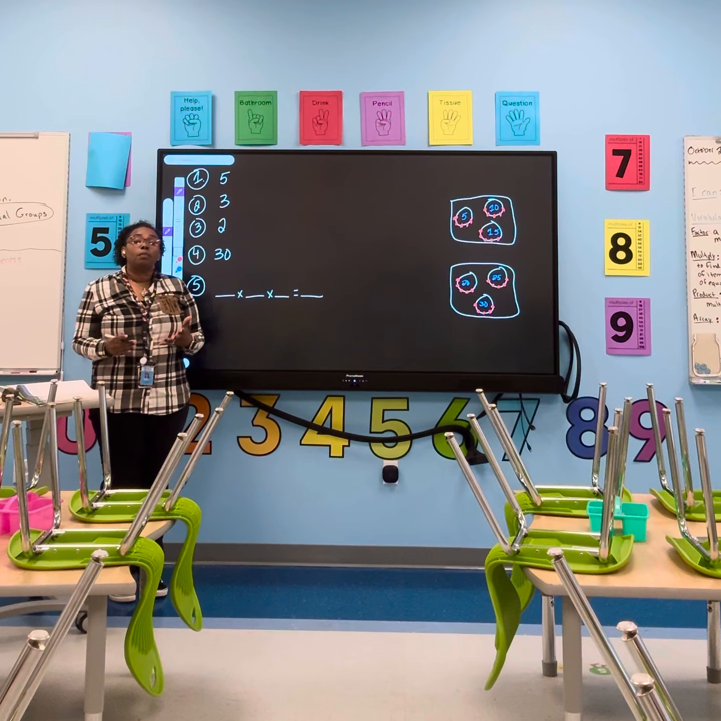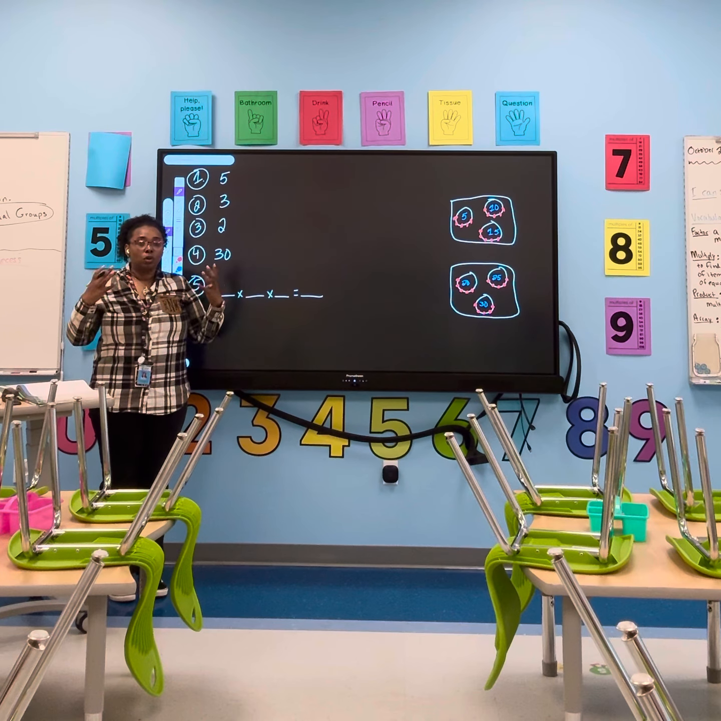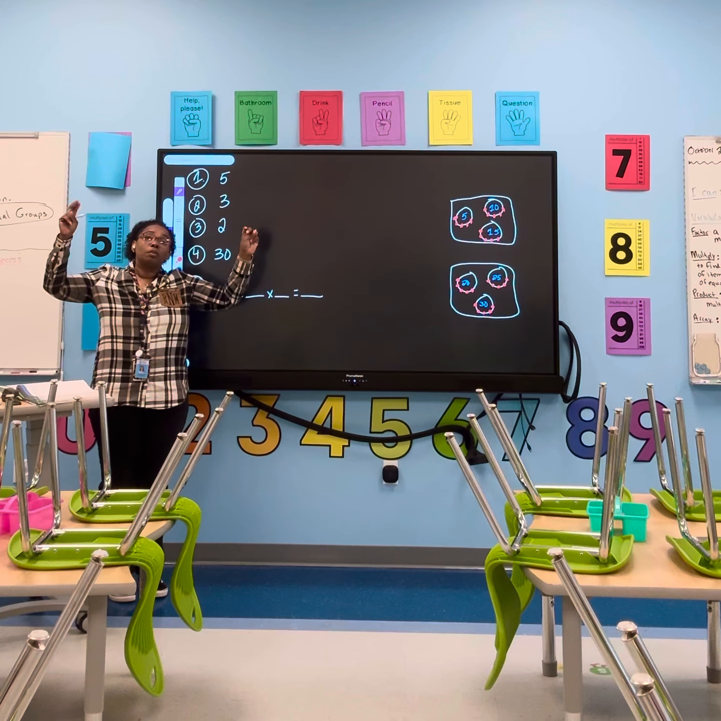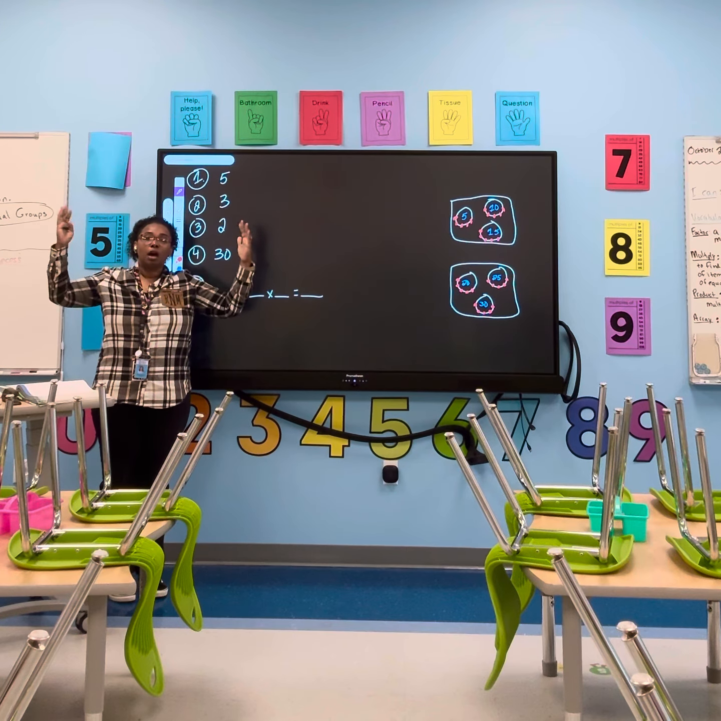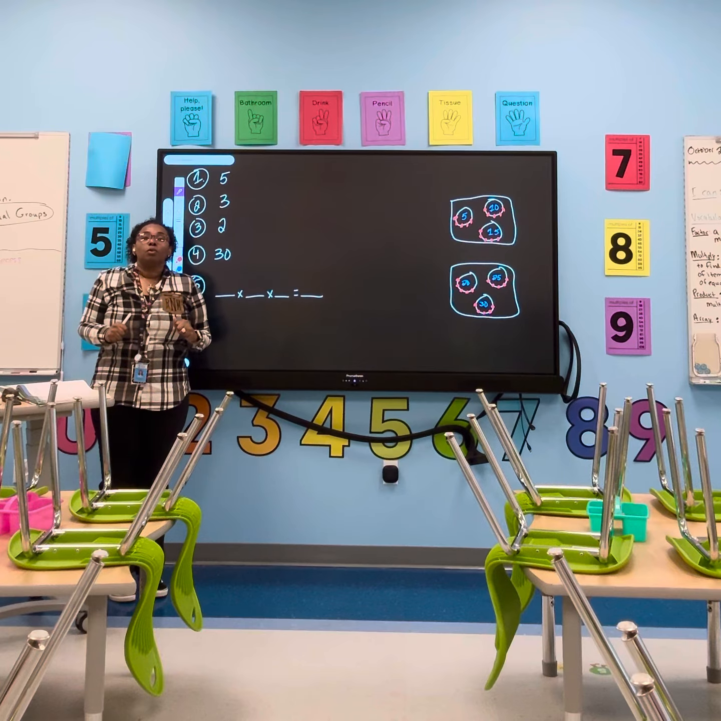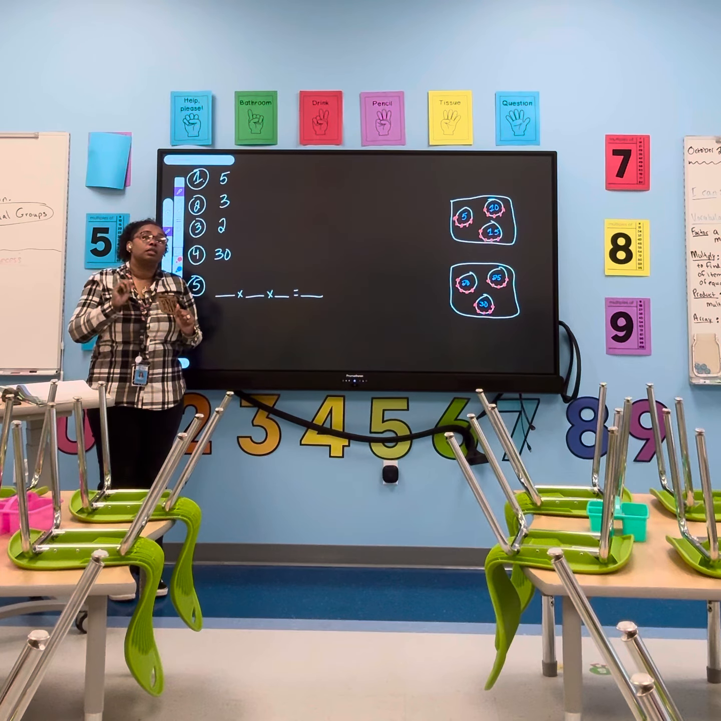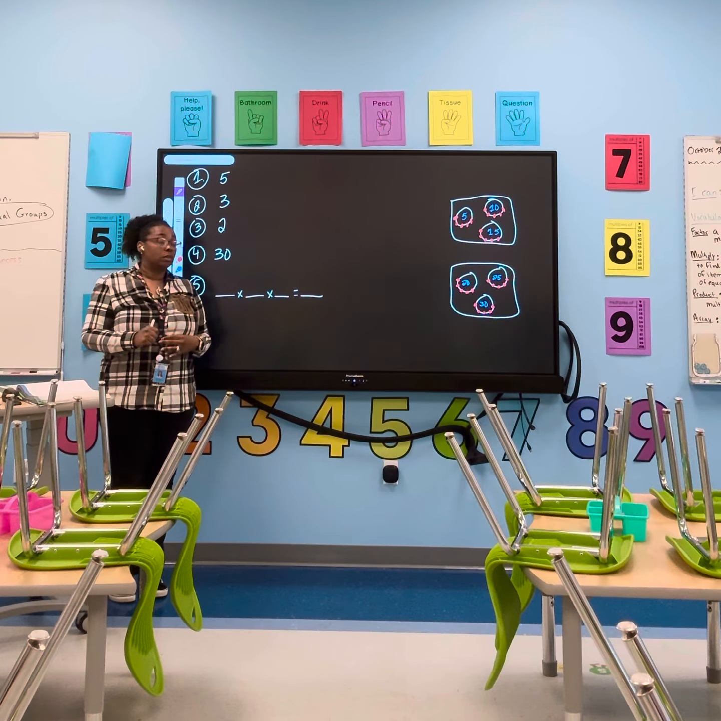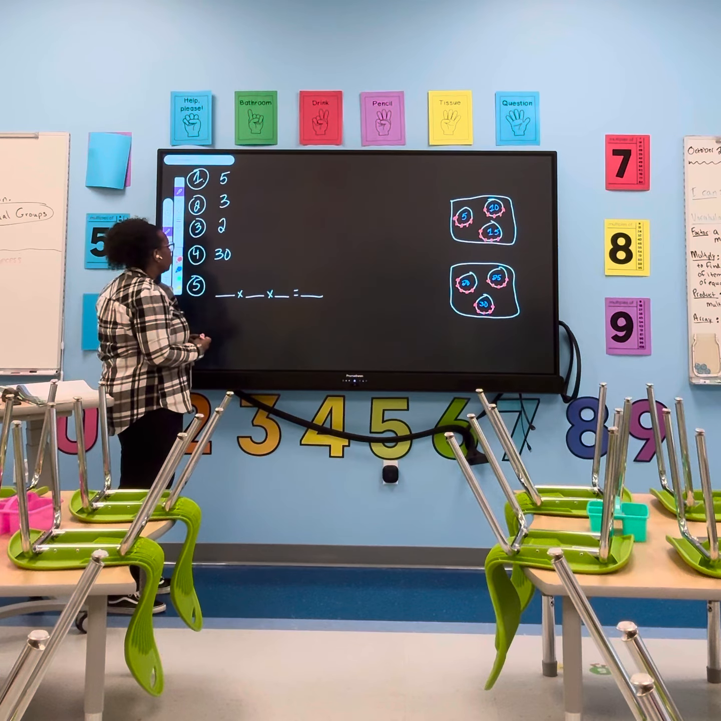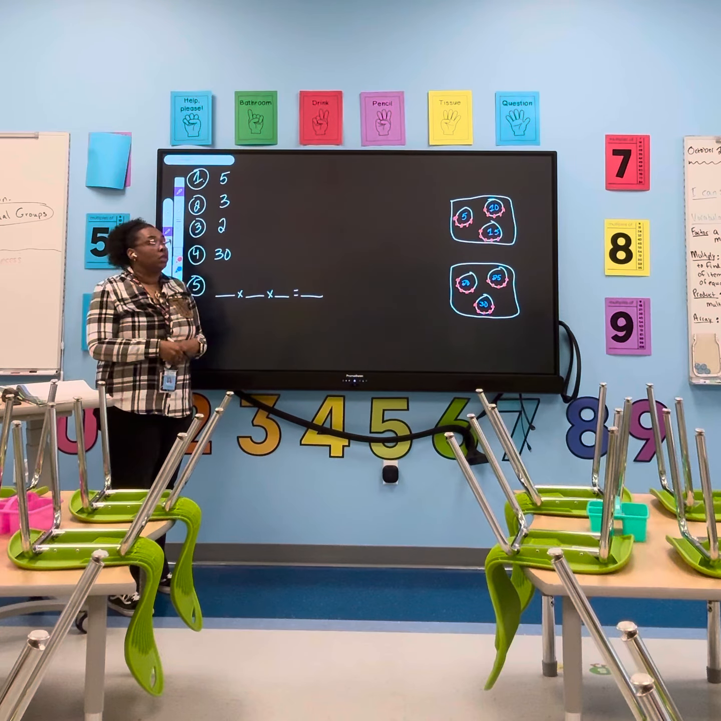Now, one thing about parentheses: when you put something in parentheses, it's like quotation marks screaming at you, hey, solve me first. I am here. Solve me first. So parentheses are very selfish that way. When you see something in parentheses, they want to be first. So that means you're going to solve them first. Let's look at this. First, we're going to make our equation, and then we will put our parentheses.